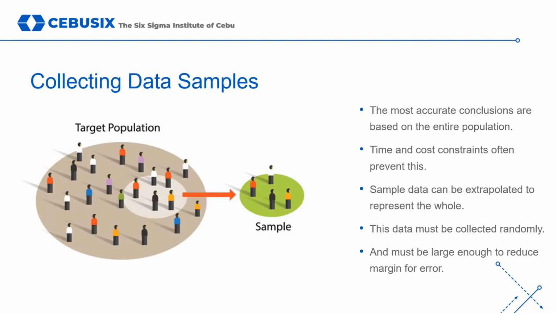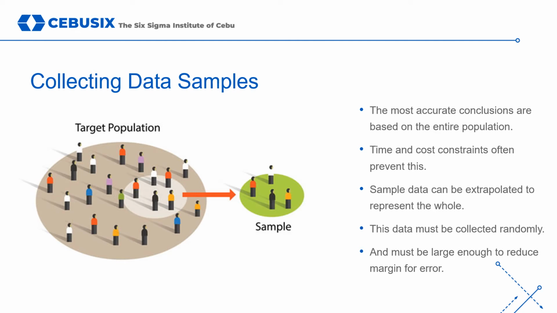Once teams are sure the best possible measurement tools are in place, they can begin collecting data to be used in the analyze phase of the DMAIC project. The most accurate conclusions come when a team can analyze data for the entire population, but that is rarely possible due to time and cost constraints.